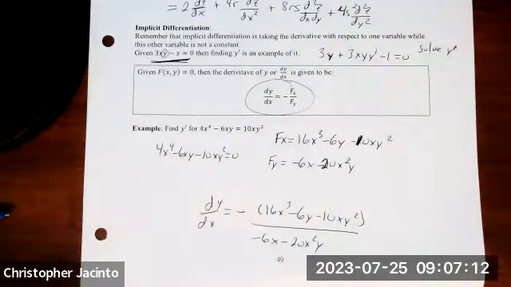And that's how we take implicit differentiation. Way easier than you may have thought, right? Okay, so let's try a couple more examples to finish up this section.